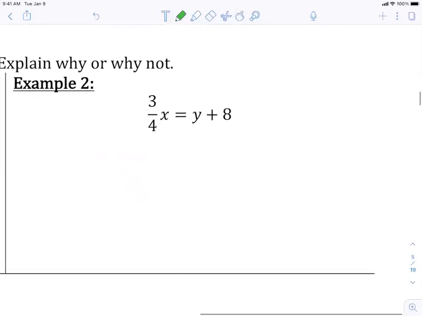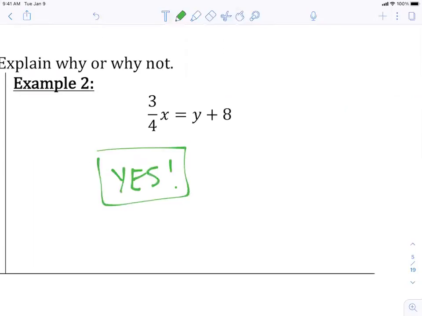If we look at example 2, here my X is on one side and my Y is on the other, so my variable terms are separated. Are they being raised to the first power? Yeah, they're all being raised to the first power. So what that means is yes, this is a linear equation.